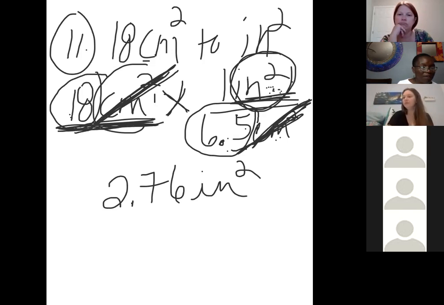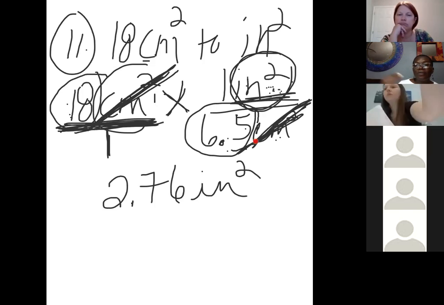We're just multiplying fractions. Now, something else that might help you guys is to take the 18 centimeter square and put it over 1. So you can see, wait a minute, we're just multiplying two fractions here. That's all we're doing. So you multiply numerator with numerator, as in 18 times 1, and then denominator with denominator, 1 times 6.5, and then you just divide. 18 divided by 6.5 gives you your answer.